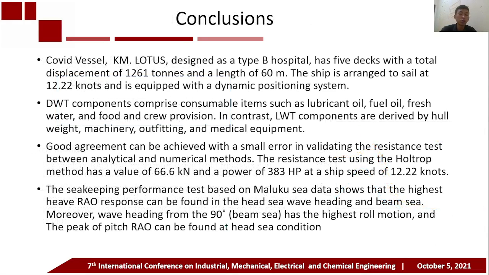Then we go to the conclusion chapter. COVID Faisal KM Lotus is designed as a Type B hospital ship, which has a displacement of 2,069 tons and a length of 16 meters. The velocity is 12.22 knots and it is equipped with a dynamic positioning system. The DWT component is comprised of consumable items, and the LWT components are derived from hull weight, machinery, outfitting, and medical equipment.